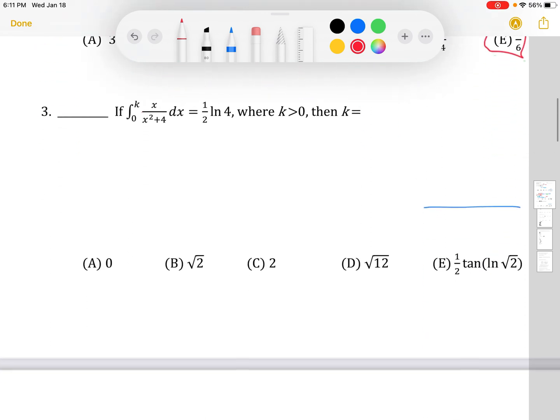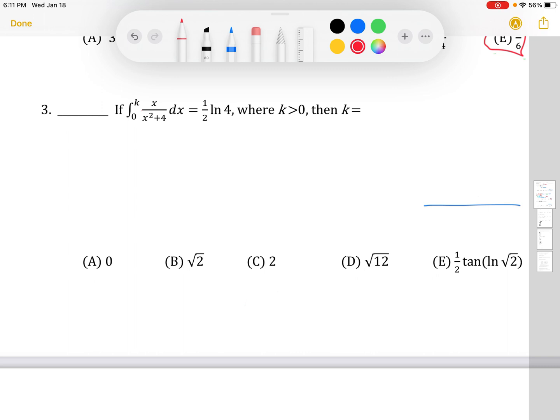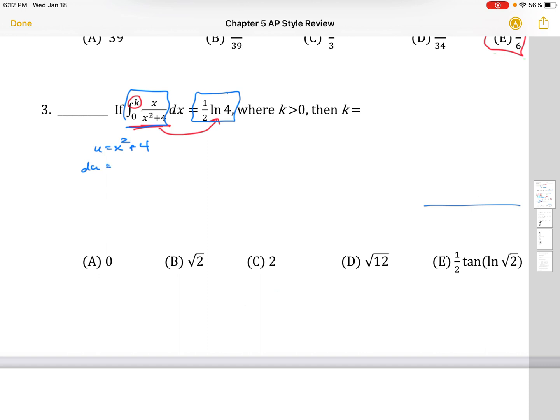Number 3 is kind of a tricky one, but if you understand the process of definite integrals, this should make sense. It wants me to find what value of k would give you a definite integral of 1/2 natural log of 4. So before we talk about what this does for us, let's actually solve this and see what we get. In order to integrate that, I'm going to use u substitution of x squared plus 4. That means du would be 2x dx. So I'm going to have to multiply by 1/2 du to get x dx.